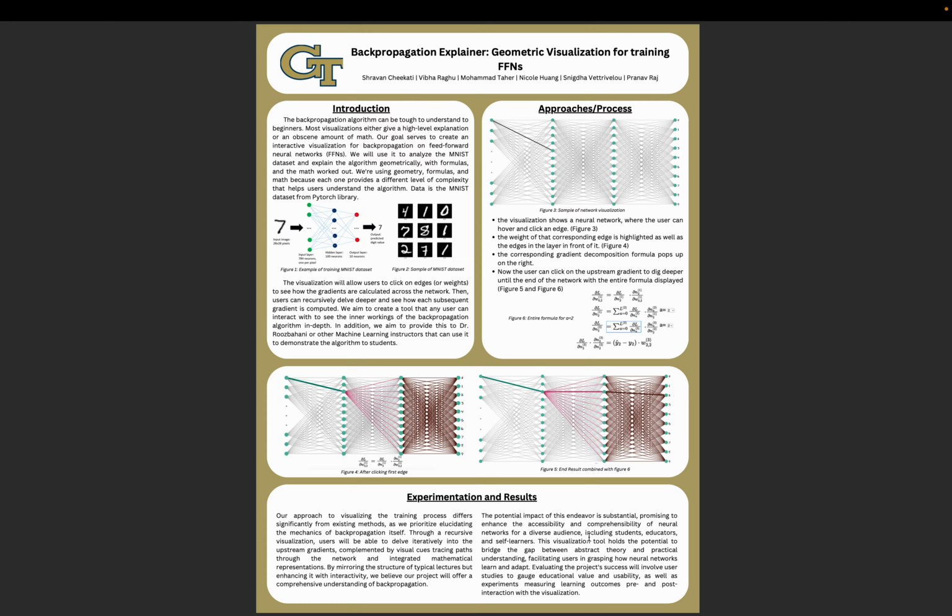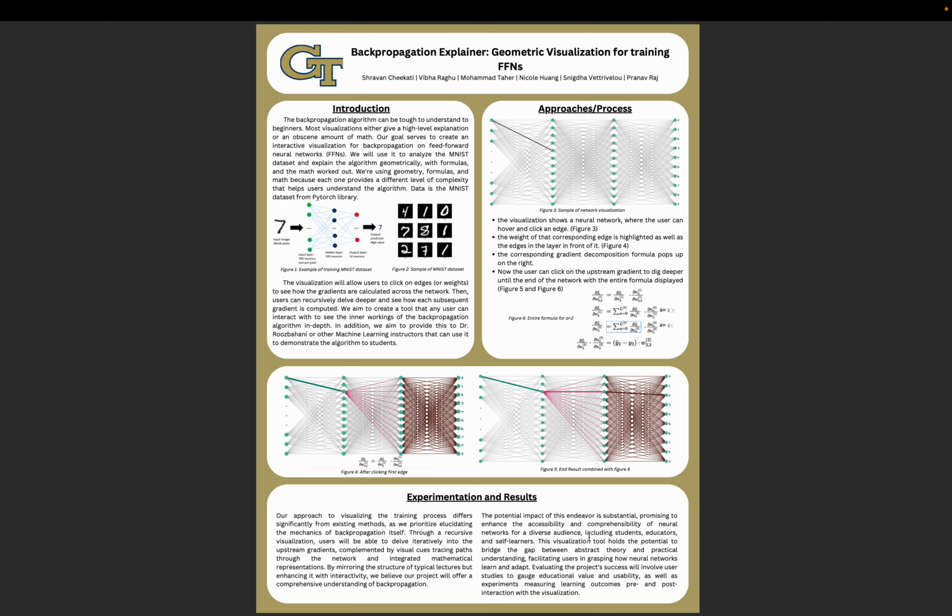We use the MNIST data set to explain the algorithm geometrically with formulas and the math worked out recursively. Specifically, the visualization allows users to click on edges to see how the gradients are calculated across the network and how everything works together. Users can delve deeper and see how each subsequent gradient is computed.